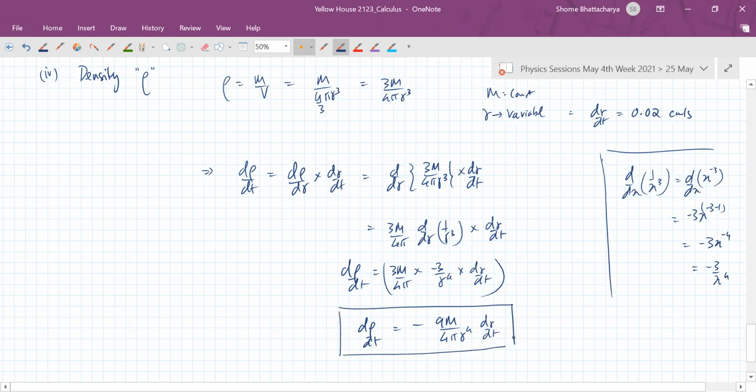So at the instant when r is, okay, again 10 centimeters, mass is of course a constant of 5 kg, and dr by dt is 0.02 centimeters per second. We can find the rate of change of density in gram per cc per second. That will be like a CGS unit, okay, or kg per meter cube per second. That will be like an SI unit. So here we can just calculate it in gram per centimeter cube per second. So we just have to convert the mass in kgs to grams.